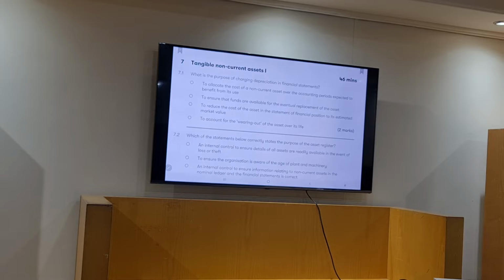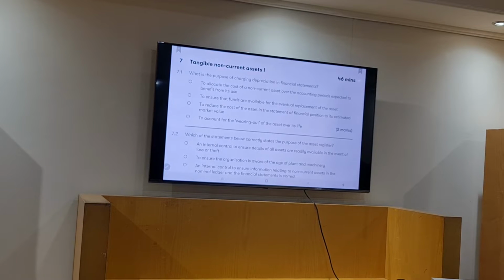What is the purpose of charging depreciation in financial statements? To allocate the cost of a non-current asset over the accounting periods expected to benefit from its use; to ensure that funds are available for the eventual replacement of the asset; to reduce the cost of the asset in the statement of financial position to its estimated market value; to account for the wearing out of the assets over time.